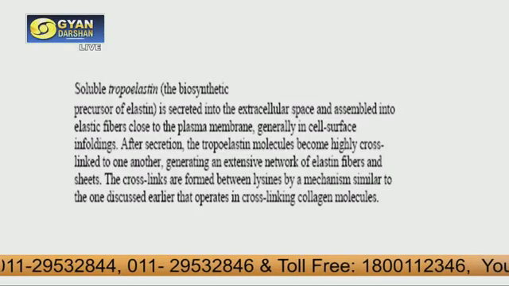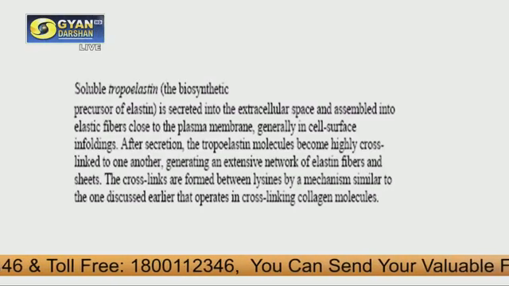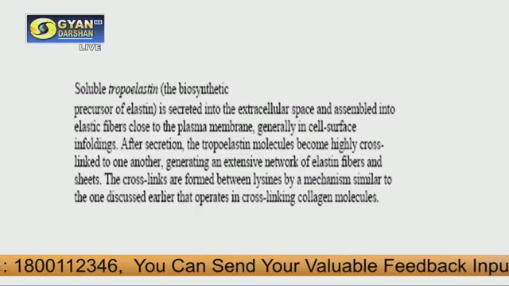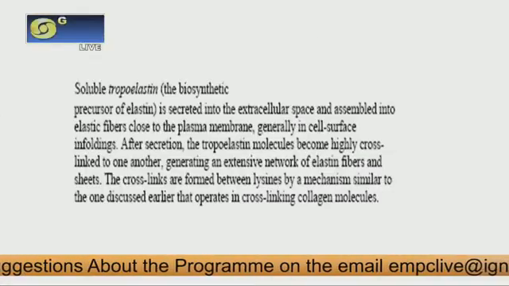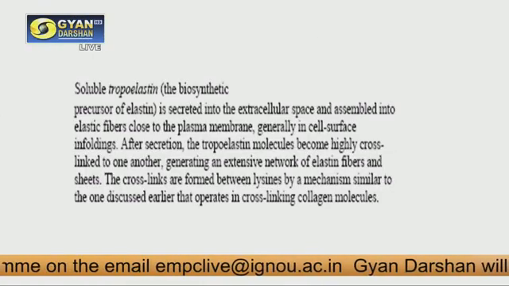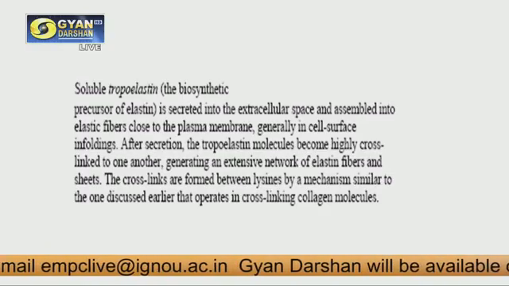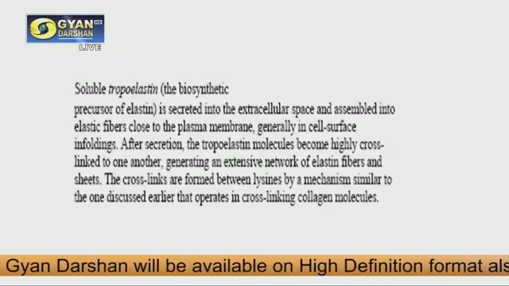Now how are these cross-links formed? The cross-links are formed between lysines by the same mechanism that operates in case of the collagen molecules. So the extensive cross-linking occurs between the lysine, which is another amino acid. That extensive cross-linking finally gives rise to a matured elastin molecule.